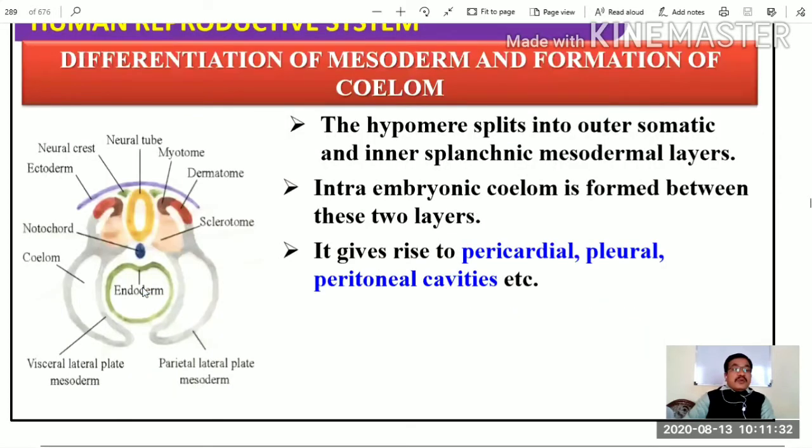Okay, in the endoderm, intra-embryonic layers. So it also gives rise to the pericardial, pleural, and peritoneal cavities, etc. So all the forms also develop. These are the cavities, the coelom cavity also, sclerotomes. So all these cavities will be developed from this layer, that is the mesoderm.